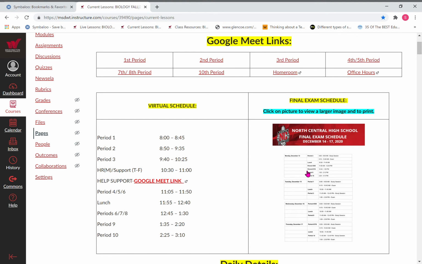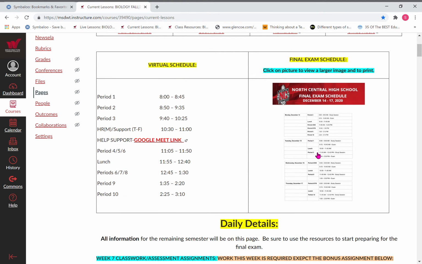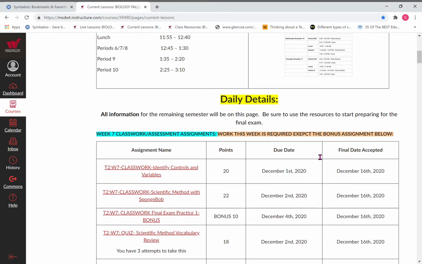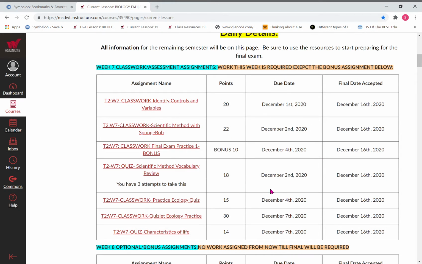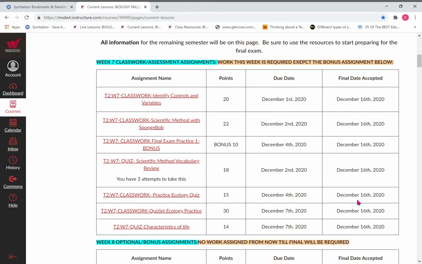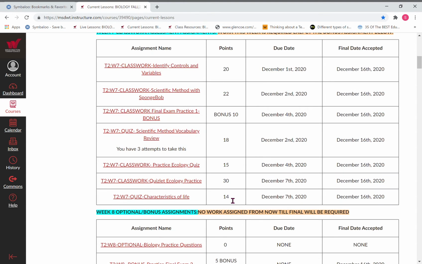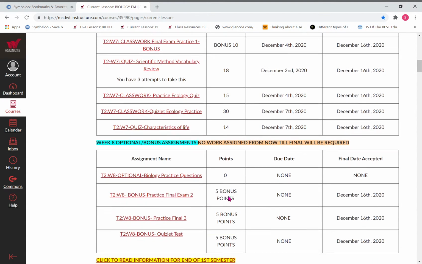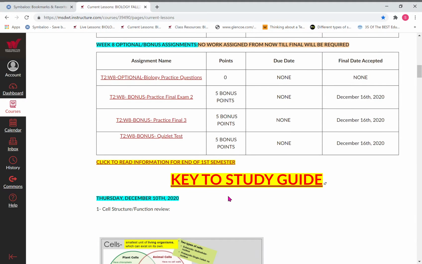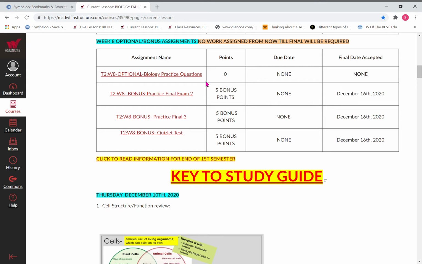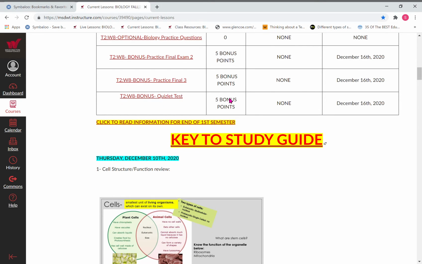Here's a picture of the final exam. You can click on it and see the details. These are the assignments that were given last week that are still open for you to complete. Right now, if you haven't turned those in, those are zeros and will only change if you turn in the assignment by the due date. This week I did not give any assignment for credit. It was only practice opportunities or bonus opportunities.